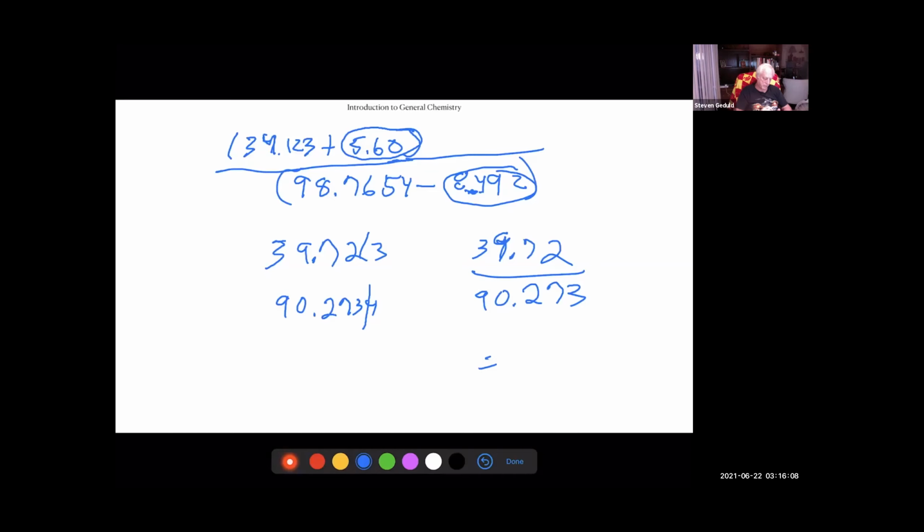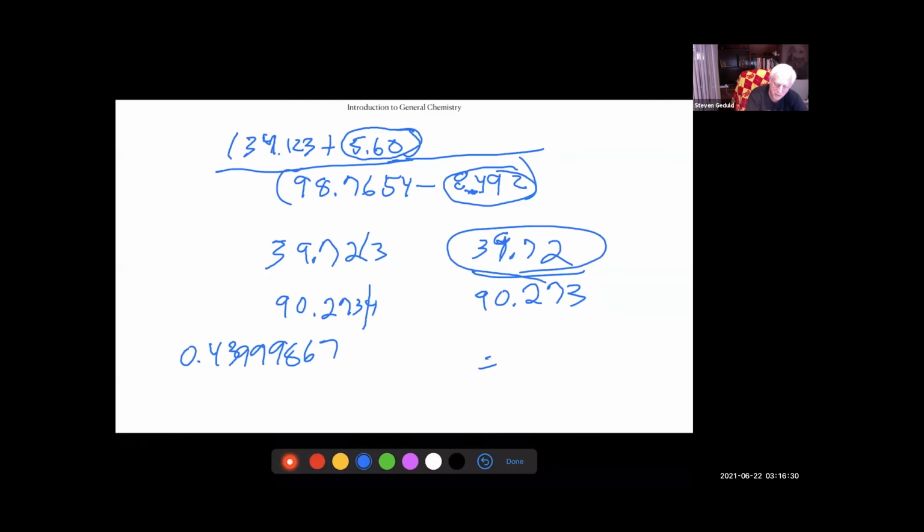The 39.72 divided by 90.273 comes out to 0.439999867. We're good to 4 significant digits. That's our least number we're multiplying or dividing. 1, 2, 3. We're only good to right there, right? So 4399 rounds up to 0.4.